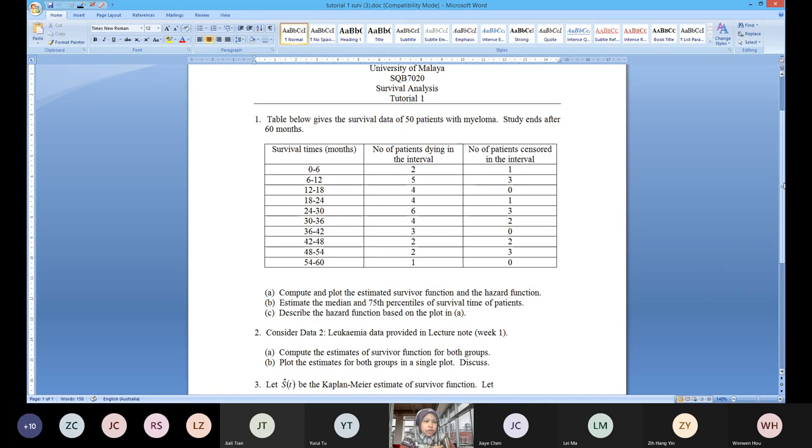Because you need to have the skill on how to compute and also plot the survival function, right? Given the survival time, the number of patients dying in the interval, and also the number of patients who are censored in that interval, how are you going to plot the estimated survival function? Based on last week's lecture, we can compute and plot the estimated survival function.